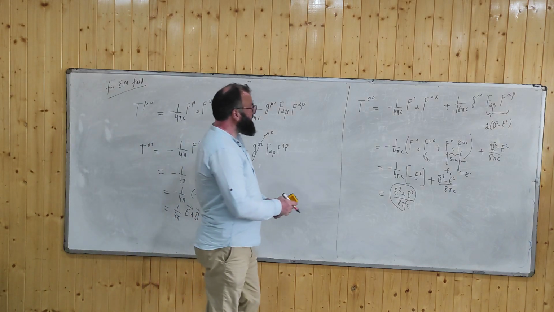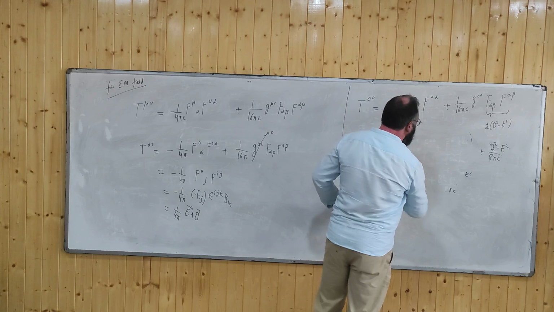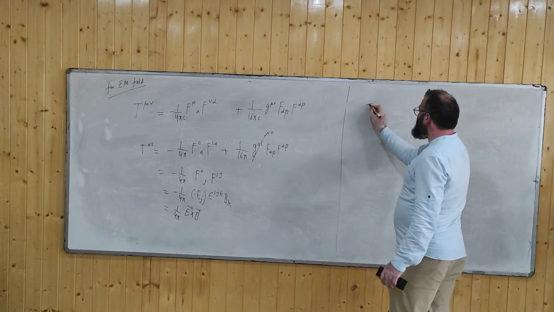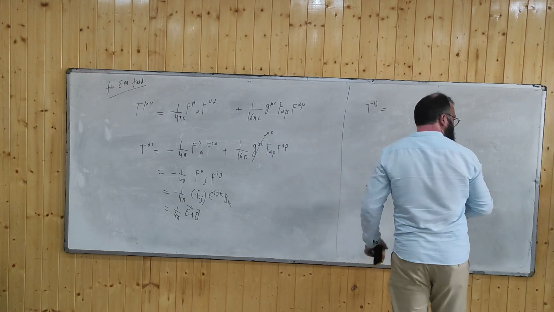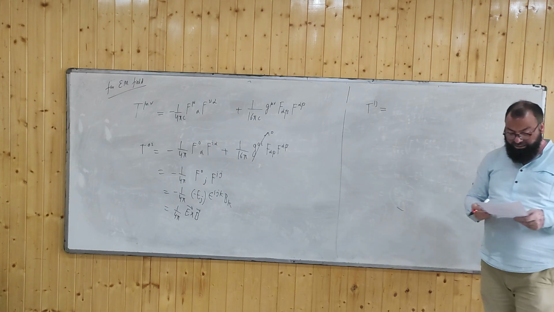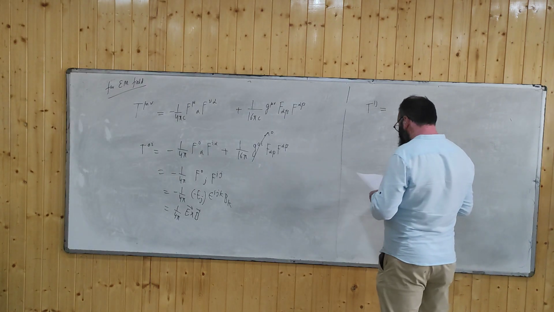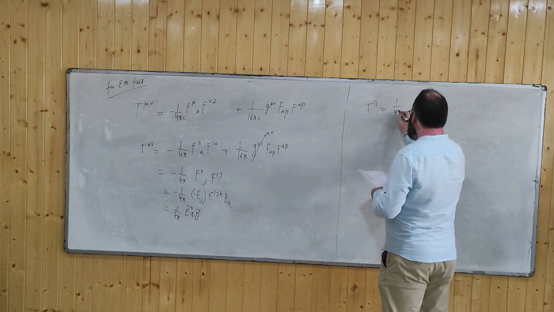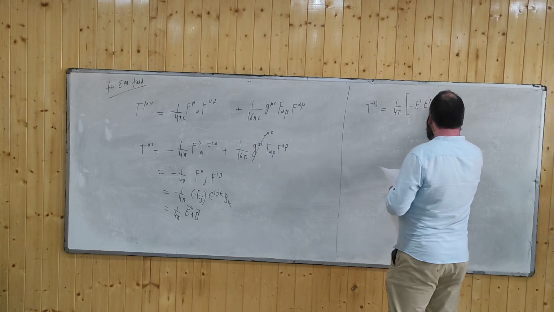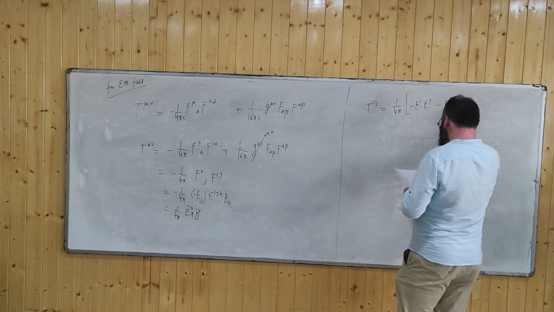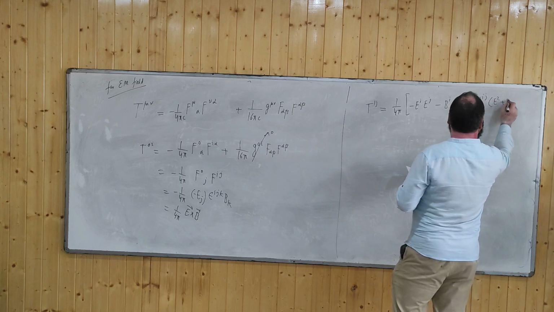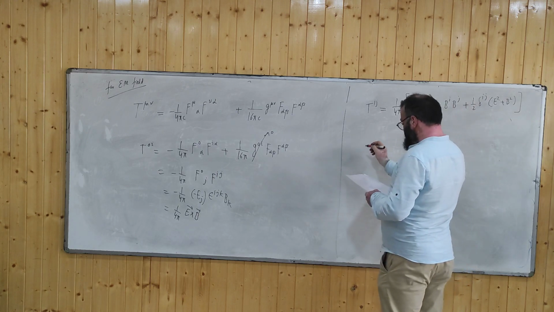Similarly, now let's take Tij. Can you do this Tij yourself? So let me write this Tij. It is done in the notes, so you can see it. If I take Tij, it's equal to 1 by 4 pi, minus Ei Bj minus Bi Bj plus half of delta Ij E square plus B square.